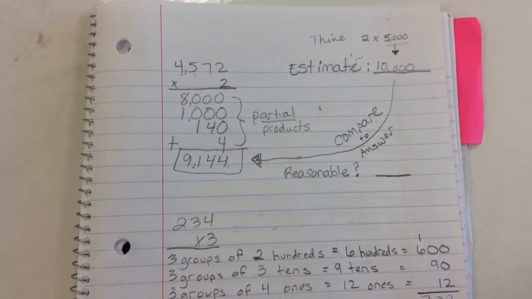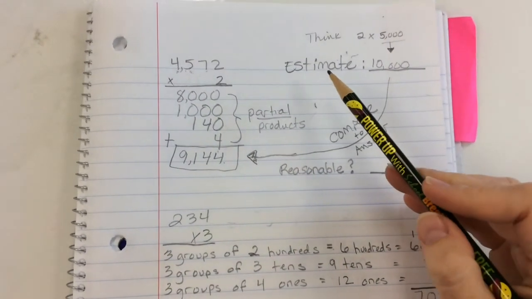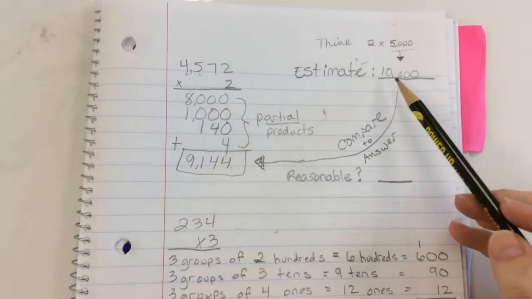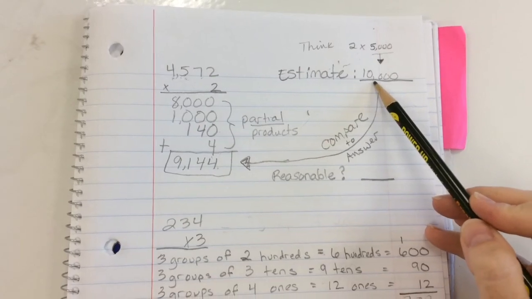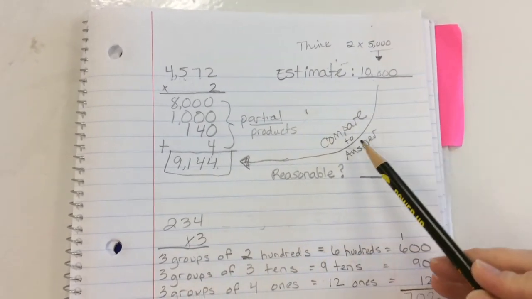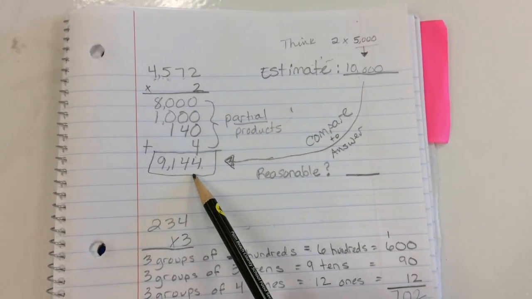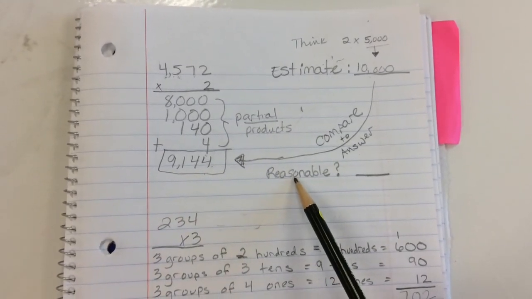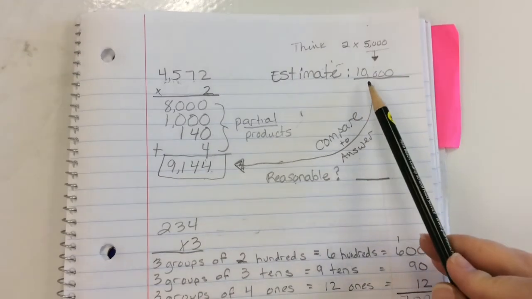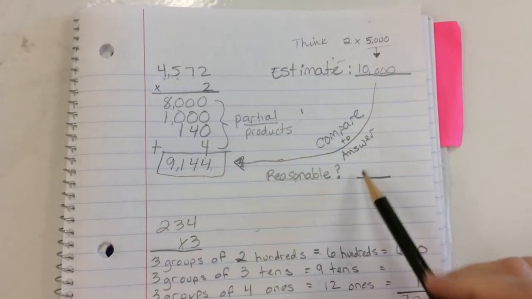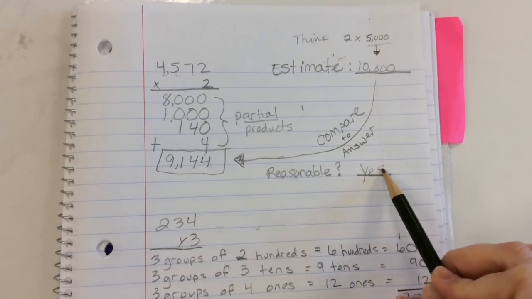And of course, the goal of estimating is to make sure that our answer that we do wind up with is reasonable. So once we have that 10,000 estimation, we will compare it to the answer that we get once we actually multiply. And we ask ourselves again, is this reasonable? Is 10,000 close to 9,144? And the answer is yes.